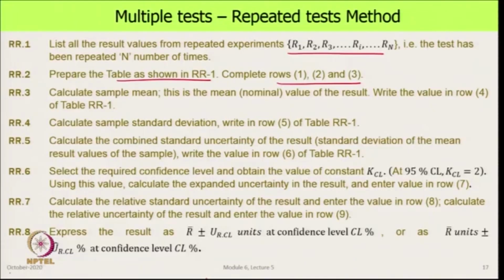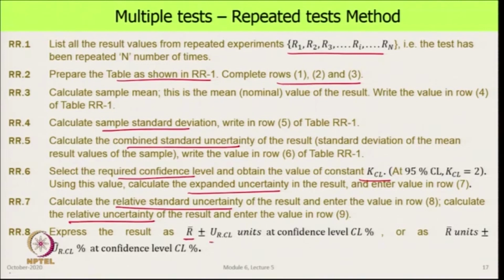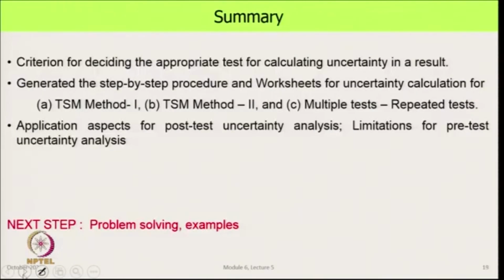So, that is what these methods are. We calculate the sample standard deviation, combined standard uncertainty. At the required confidence level, we get KCL and compute the expanded uncertainty, calculate the relative standard uncertainty and calculate the relative expanded uncertainty. And finally, express the result as R bar plus minus URCL with units at confidence level this much, or R bar with units plus minus this much percentage at confidence level this much. And that completes the objective for which we did all this exercise. That was for multiple test repeated tests.